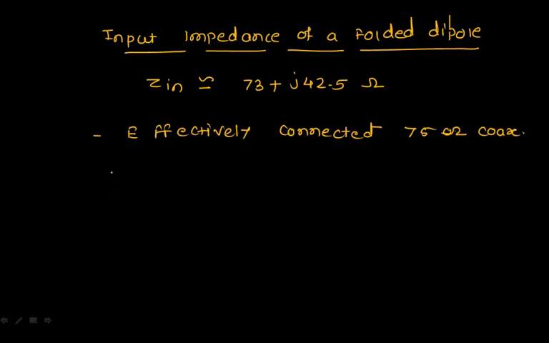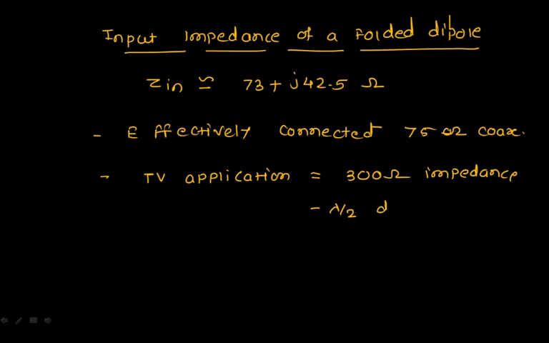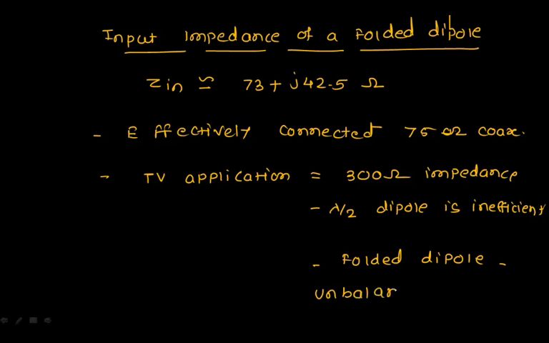Now in practice, if I'm talking about the TV application, I need 300 ohm impedance. So I can say my lambda by 2 dipole is inefficient, so it will not work properly. That's why we are using this folded dipole. Basically, this folded dipole is nothing but the unbalanced transmission line.